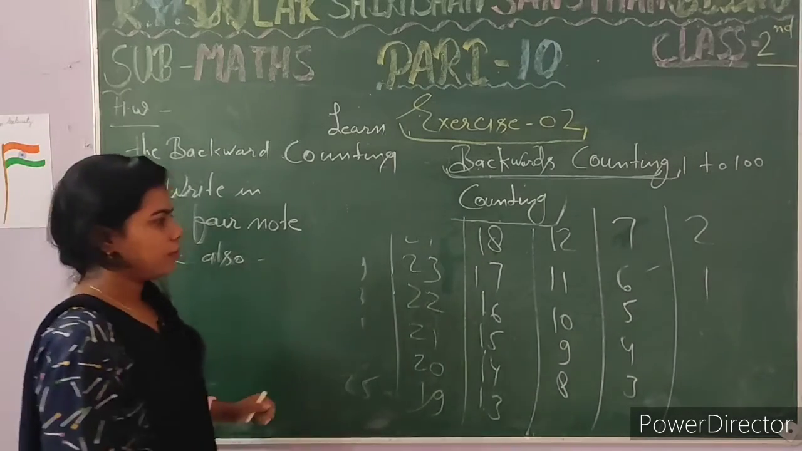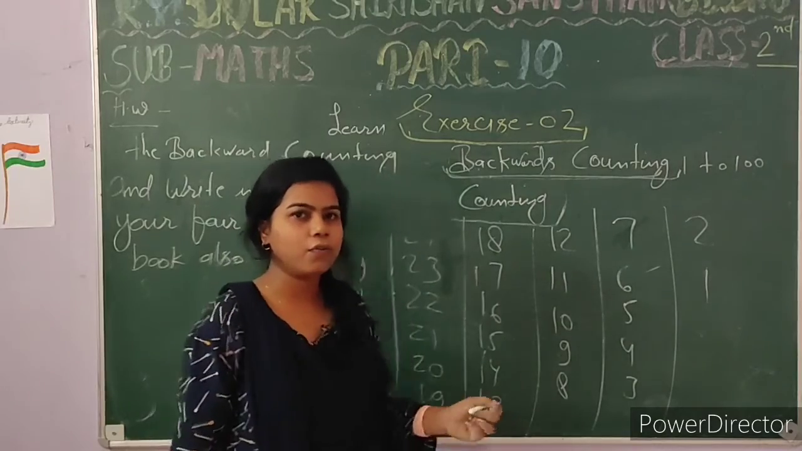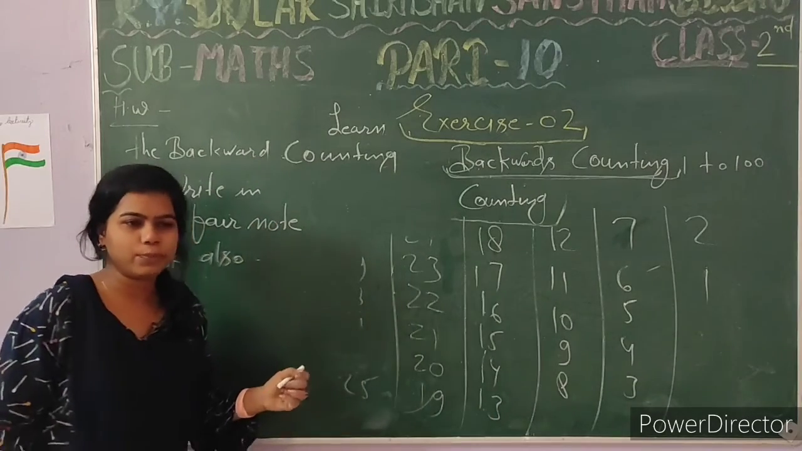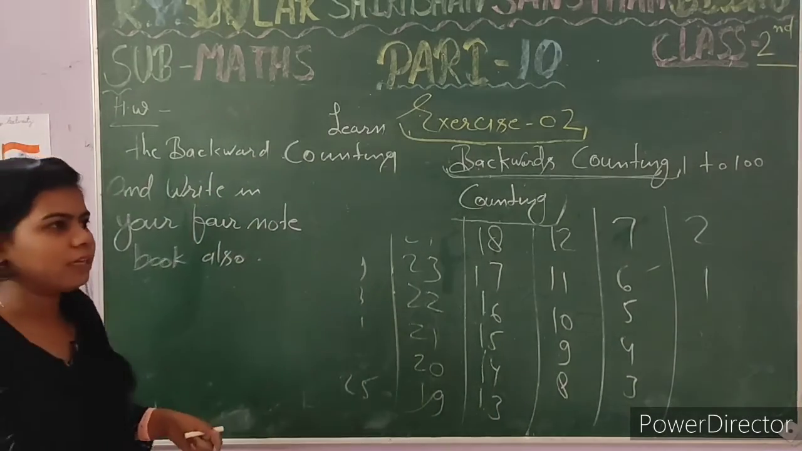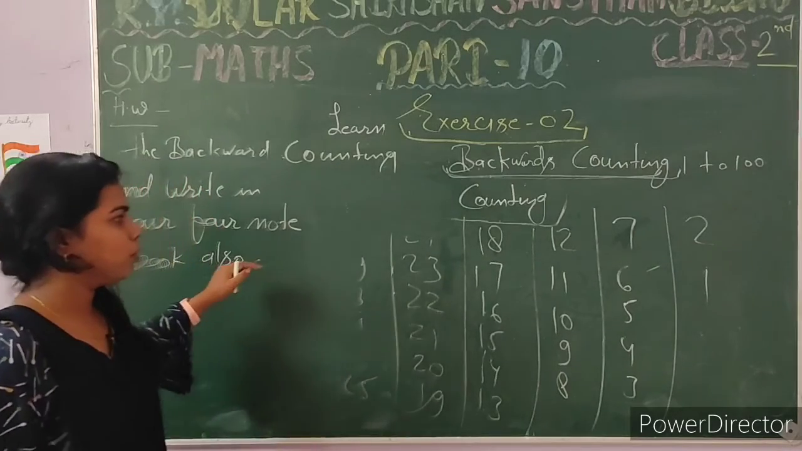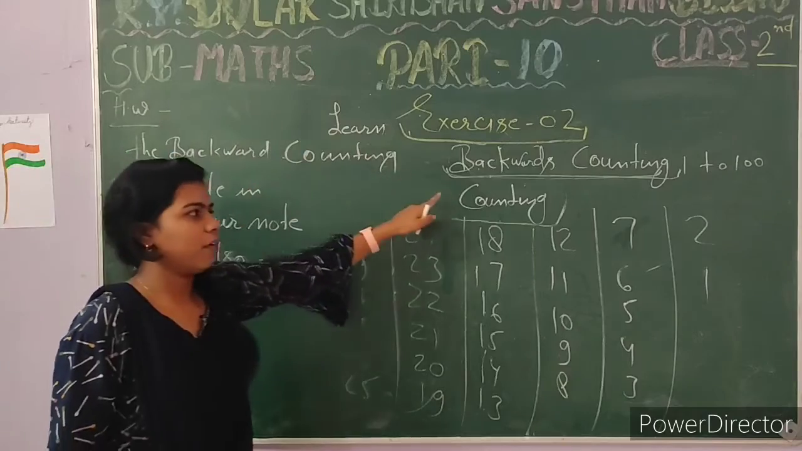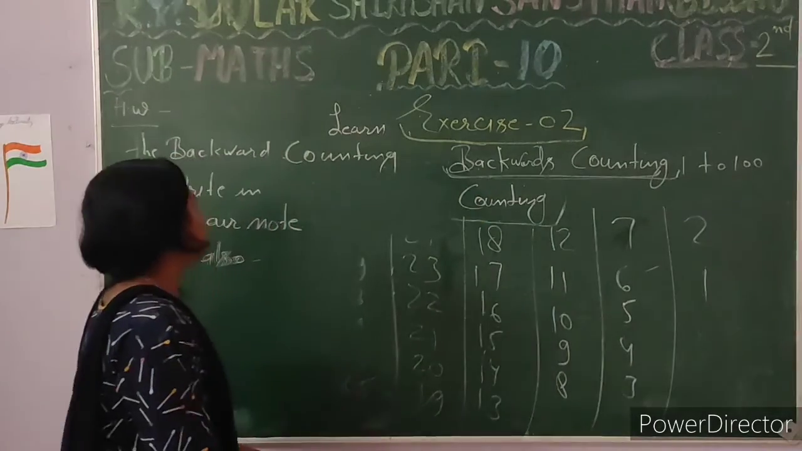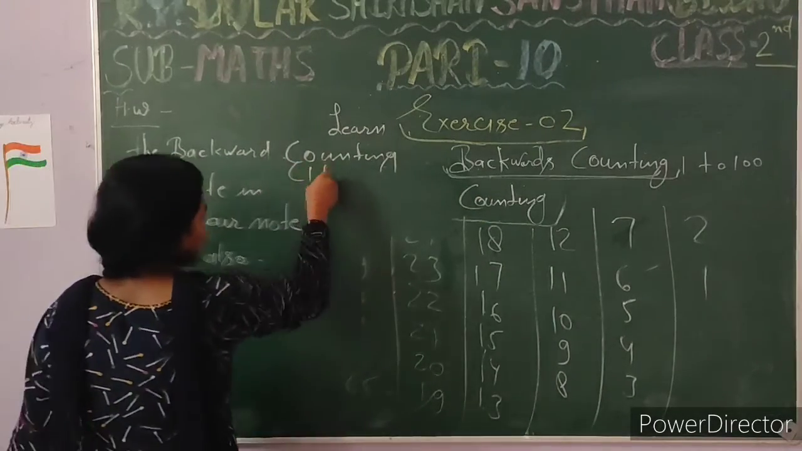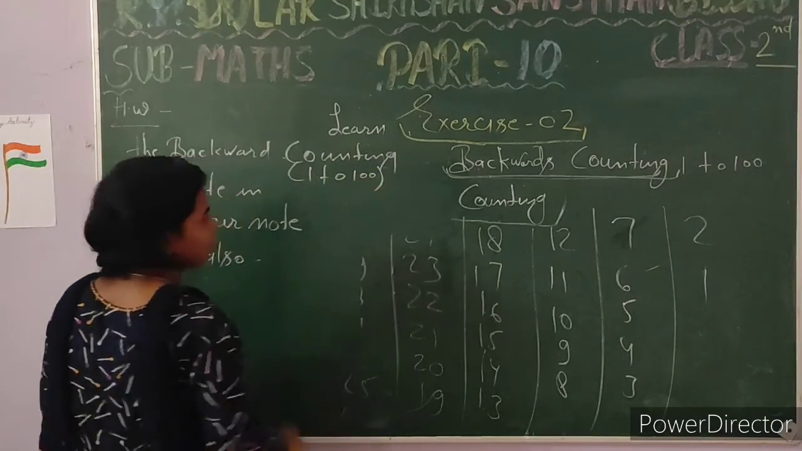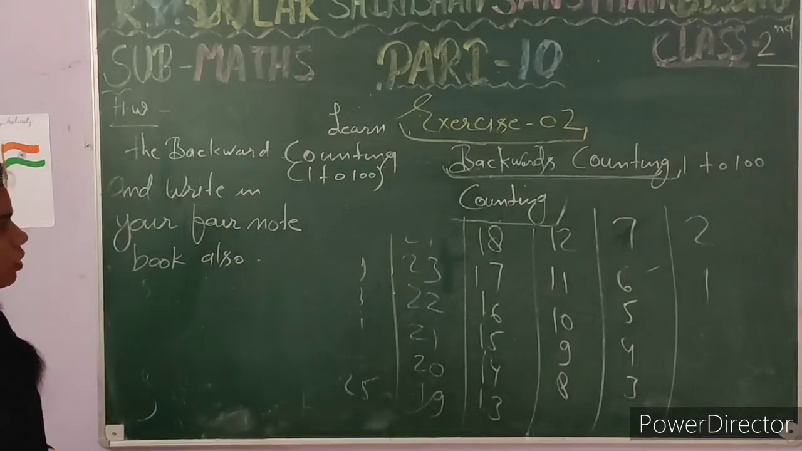Students, first of all you can learn how we write the backward counting, then you practice in your rough notebook, then you can do it in your fair notebook with heading. Write heading here, backward counting 1 to 100. Okay, students, so this is your today's homework.